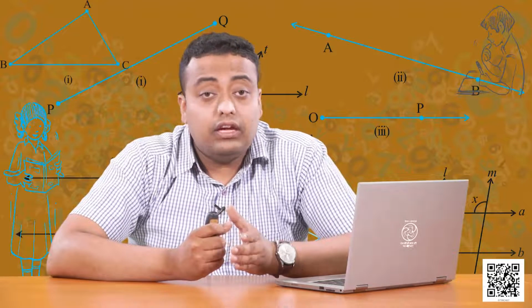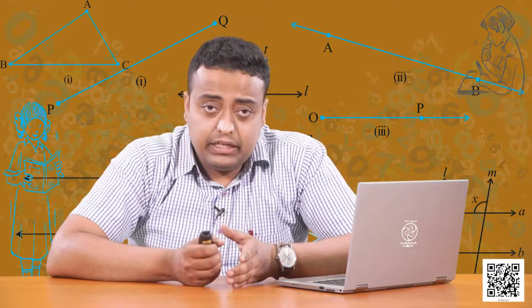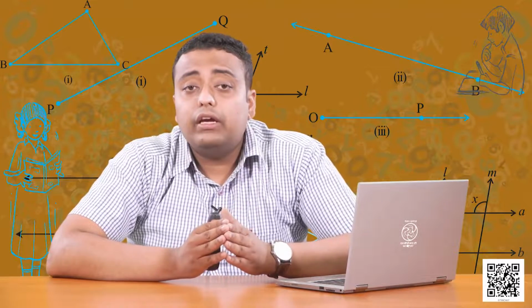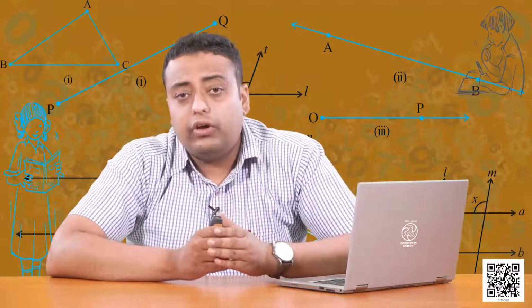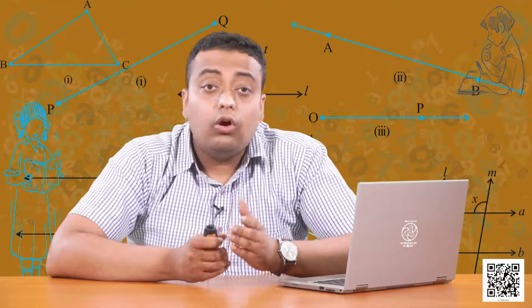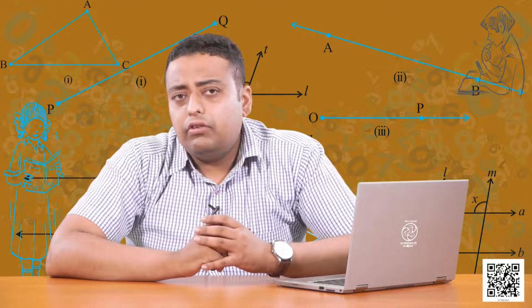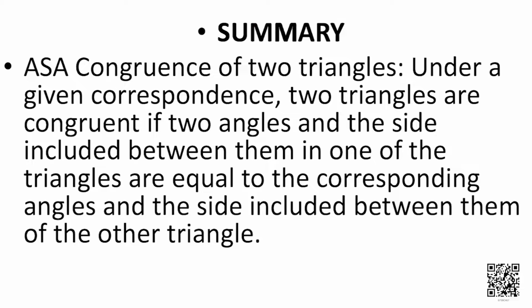Also, we have learned SAS congruence of two triangles, that is, under a given correspondence two triangles are congruent if two sides and the angle included between them in one of the triangles are equal to the corresponding sides and the angle included between them of the other triangle. Then we have also learned about ASA congruence of two triangles, that is, under a given correspondence, two triangles are congruent if two angles and the side included between them in one of the triangles is equal to the corresponding angles and the side included between them of the other triangle.